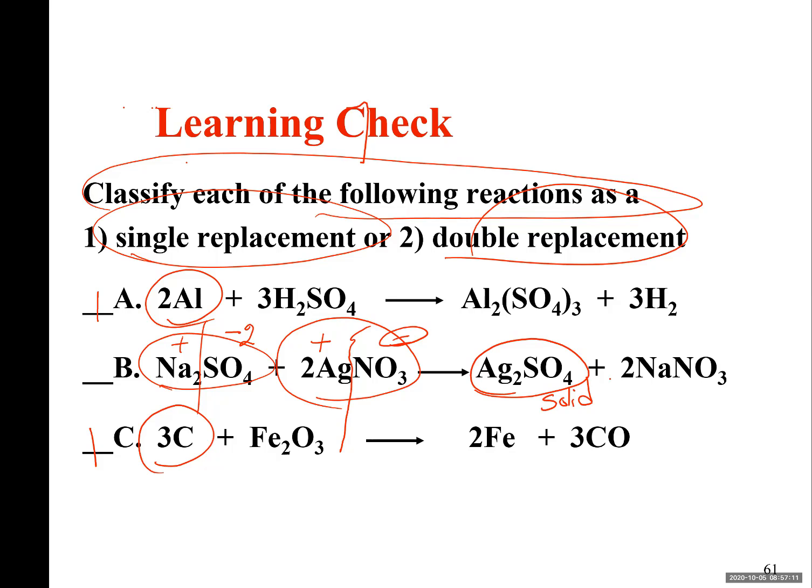How do I write the product? Double replacement, which is 2. That means sodium is replacing Ag. So do you see sodium is a partner with NO3 and Ag is replacing Na. So Ag2SO4, Ag is a partner with sulfate. So this is the only one which is a double replacement reaction, and A and C are single replacement reactions. Do you have any questions, guys? Any questions?